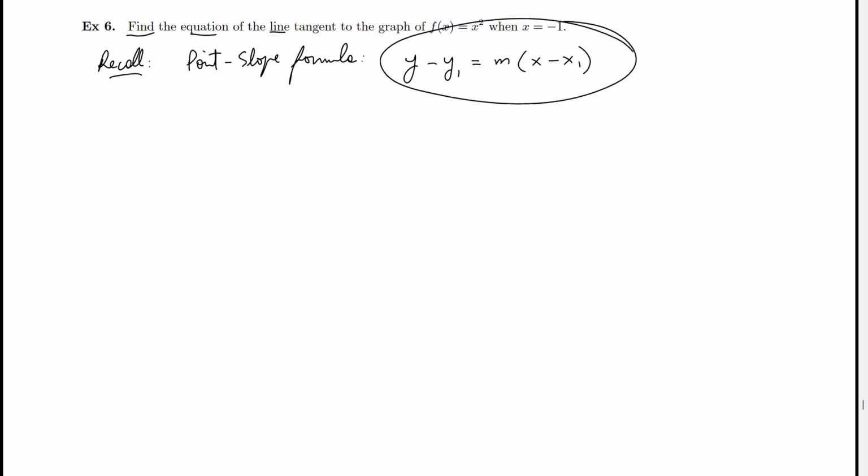And when you write it down, you have to ask yourself, am I given all of the things that I'm missing? So what we're missing are three things: an x1, an m, and also a y1. So x1 is the place where you want the tangent line. For me, x1 is given.